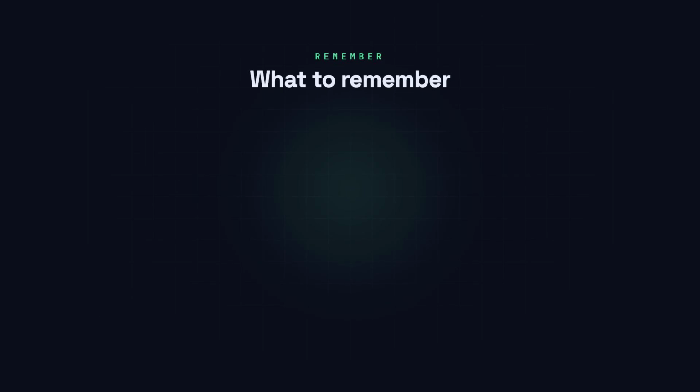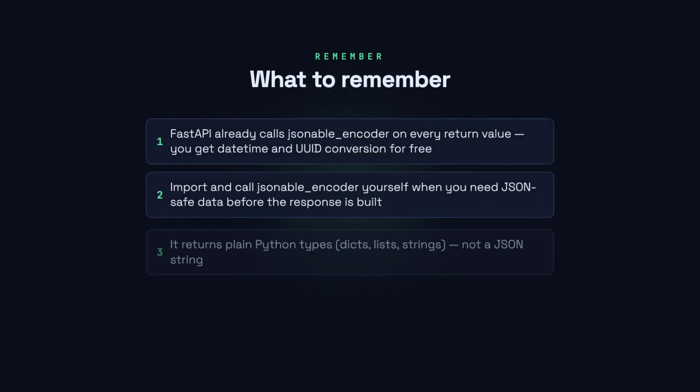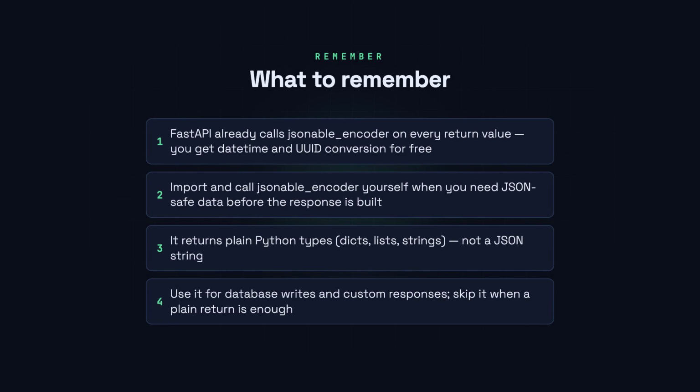Three things to carry away. First, FastAPI's automatic serialization handles the common case. Just return your Pydantic model, and complex types are converted correctly. Second, jsonable_encoder is a real, importable function you can call yourself whenever you need that conversion to happen earlier in your code. Third, it gives you plain Python primitives, not a JSON string, so it slots naturally into database writes, custom response construction, or data forwarding without any extra step.